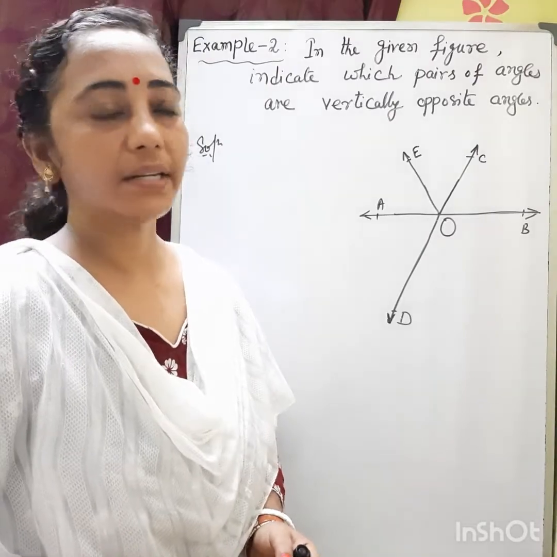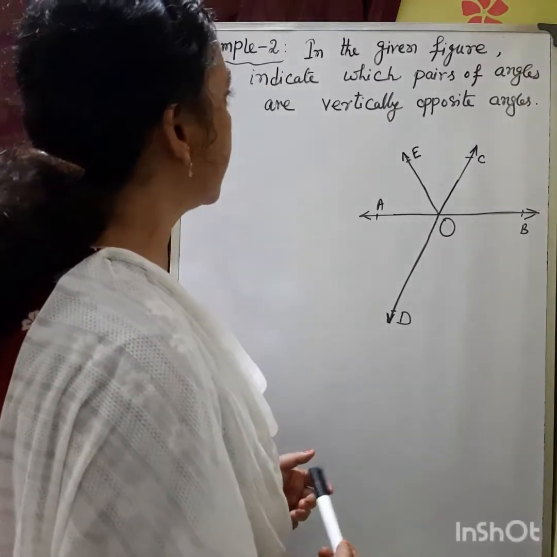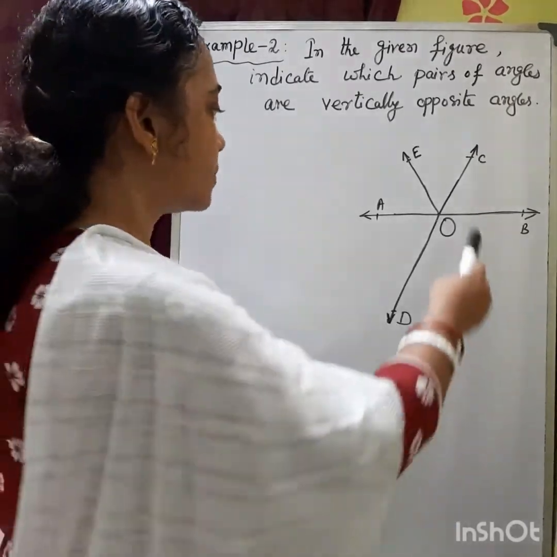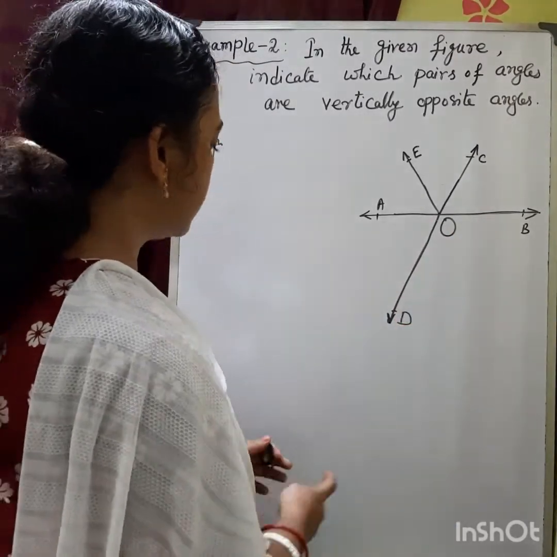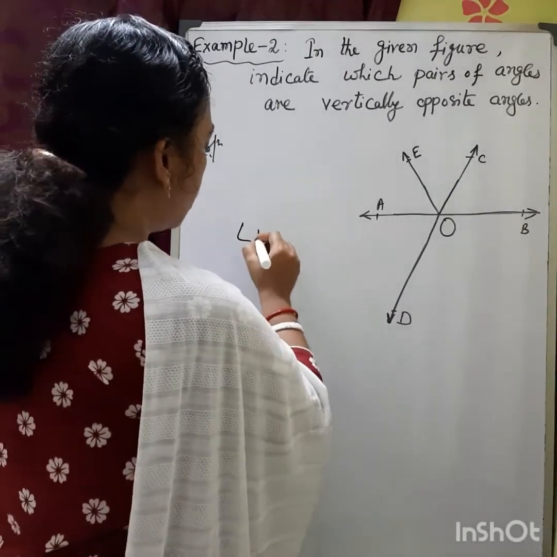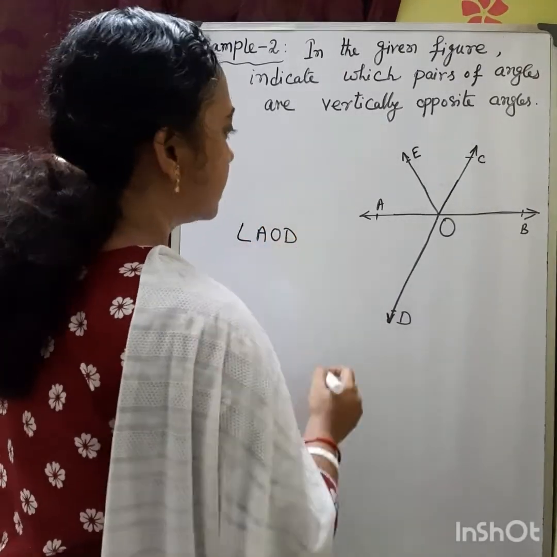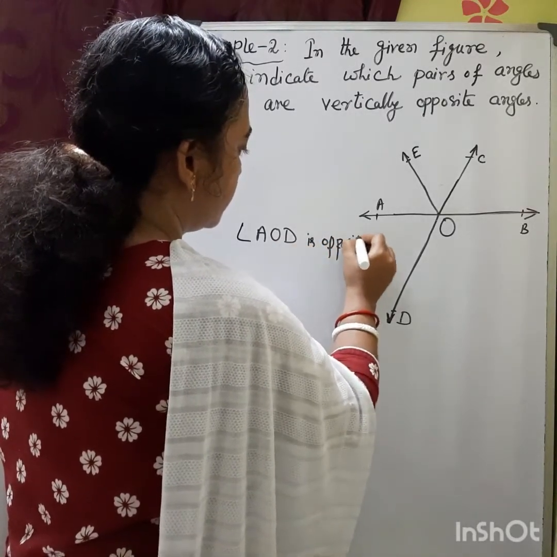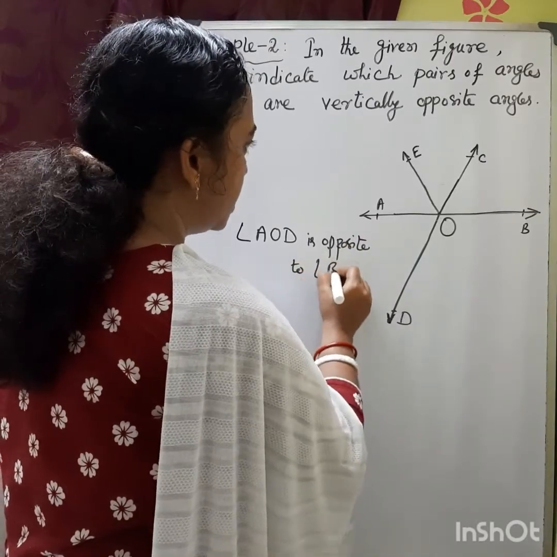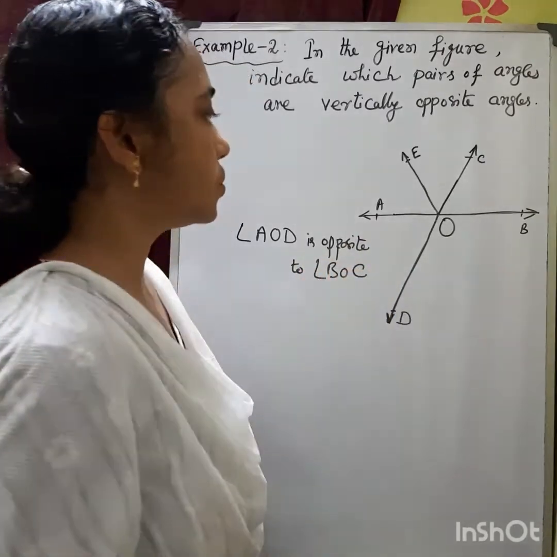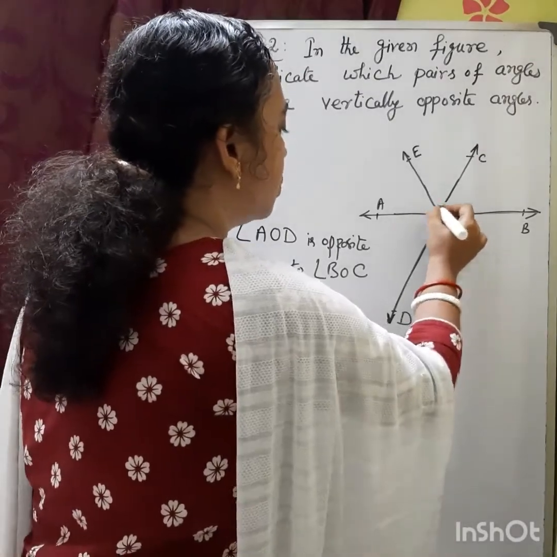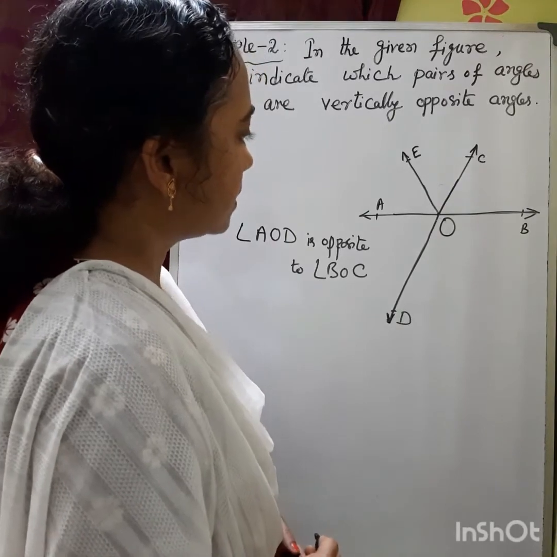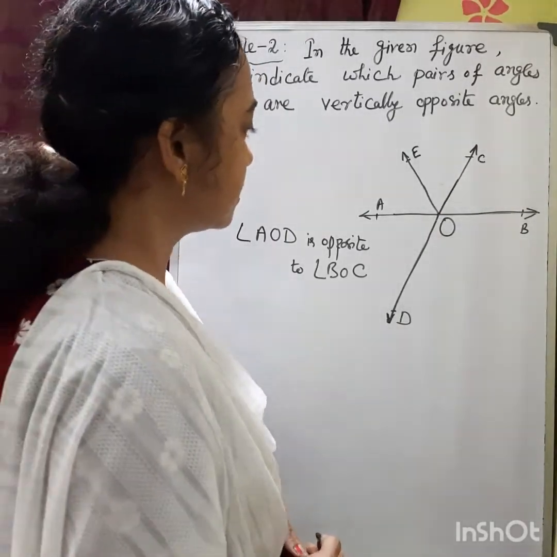Now let us do another example. In the given figure, indicate which pairs of angles are vertically opposite angles. If we observe the figure, we can see that here angle AOD, this angle is opposite to which angle? Angle BOC. Also they have a common vertex O and they have no common arm, and these two angles are not adjacent angles.